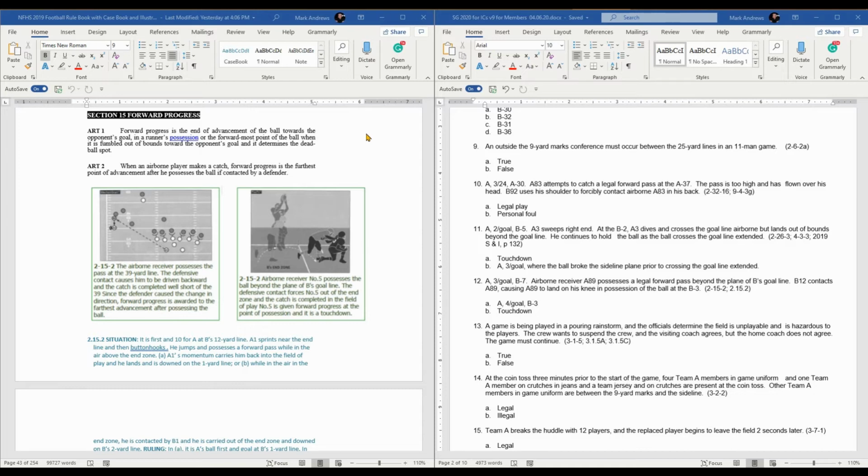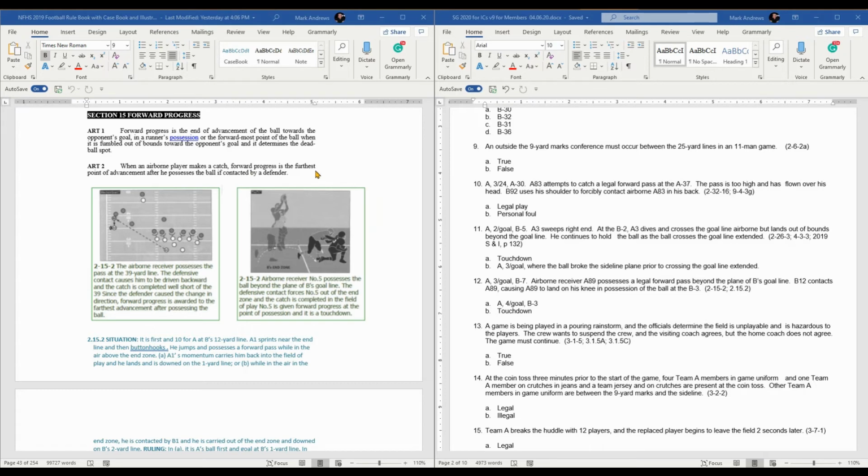B12, the defender, contacts A89, causing A89 to land on his knee in possession of the ball at the B3. Do we have A, 4th and goal at the B3, or do we have a touchdown? So the rule reference here is 215-2, and it says, when an airborne player makes a catch, forward progress is the furthest point of advancement after he possesses the ball if contacted by a defender.